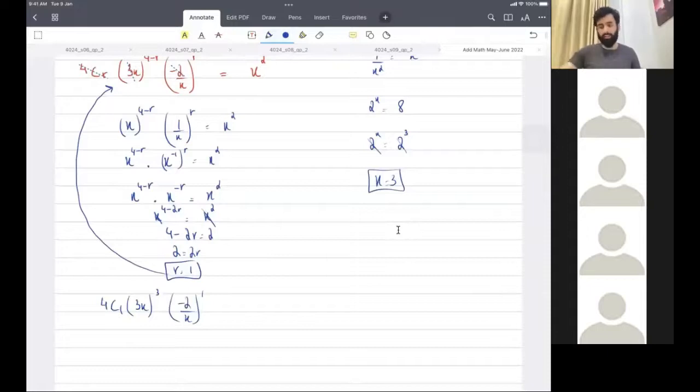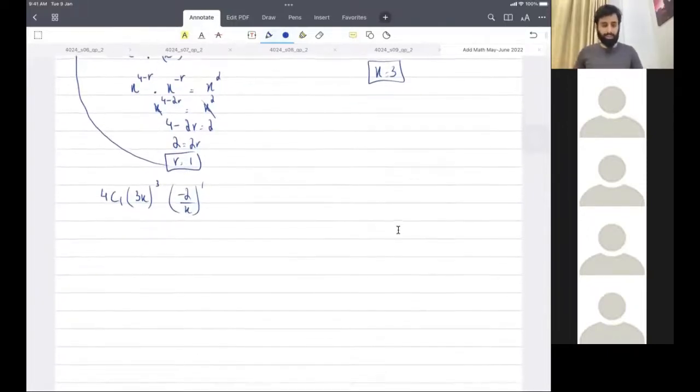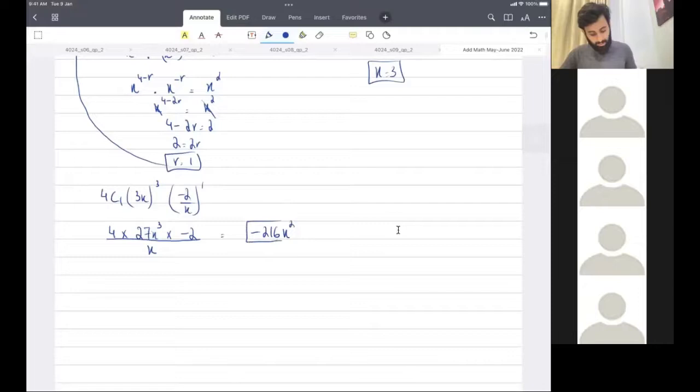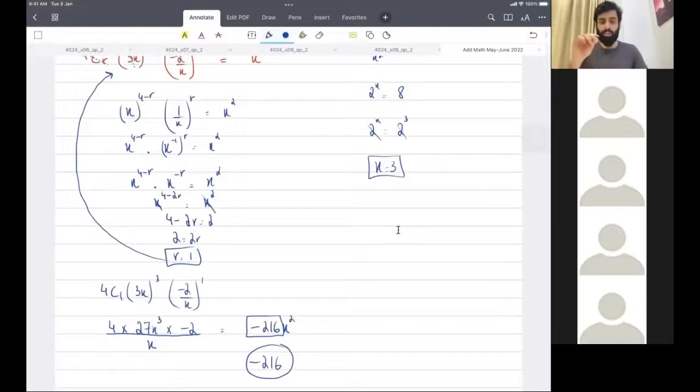Now, if I do this right, my x should simplify to x square, if this is the correct value of r. Let's see if that happens or not. 4c1 is 4. 3x whole cube is going to be 27x cube into minus 2, the whole thing upon x. Now let's see what we're looking at. 4 into 27 into minus 2 gives us minus 216. Now x cube upon x simplifies to what? x square. And that is exactly what was supposed to happen, because the value of r we got, 1, was to figure out the coefficient of x square, and that's what we ended up with.